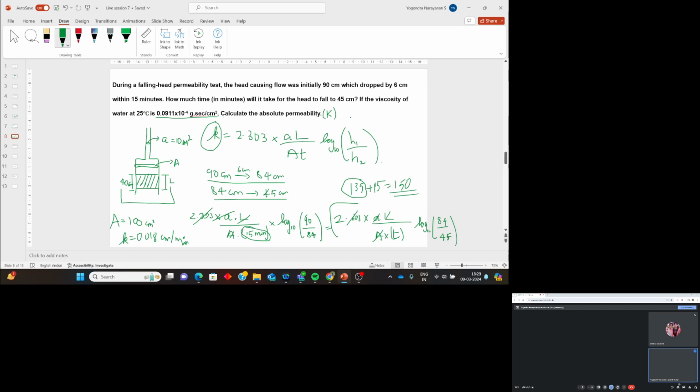How much are you getting? Wait, sir. What is the density of water? 1 gram per cc. Yes. So it is straightforward. So K will be K into gamma W by mu.